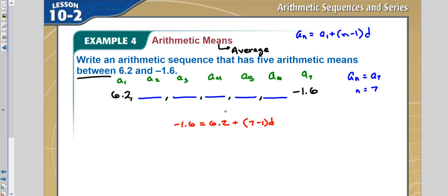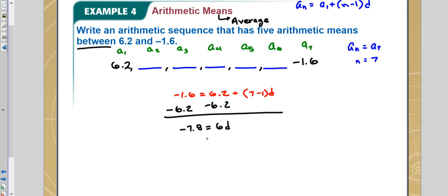So now we go through our steps of solving. I'm going to subtract 6.2 from both sides. And in the process, I'll reduce this. So over here, I get negative 7.8, because this is like saying I owe someone $1.60, I owe someone else $6.20, I owe a total of $7.80. Over here, this becomes 6d. Now, to get d by itself, one step away, all I have to do is divide by 6.